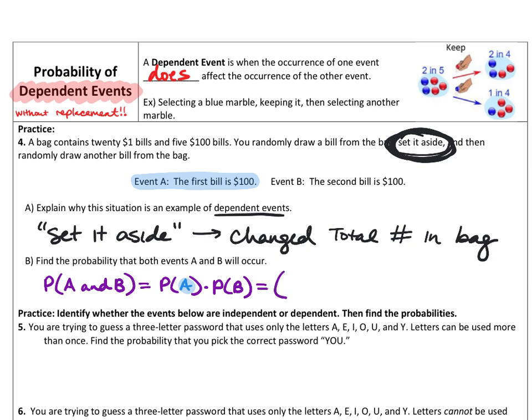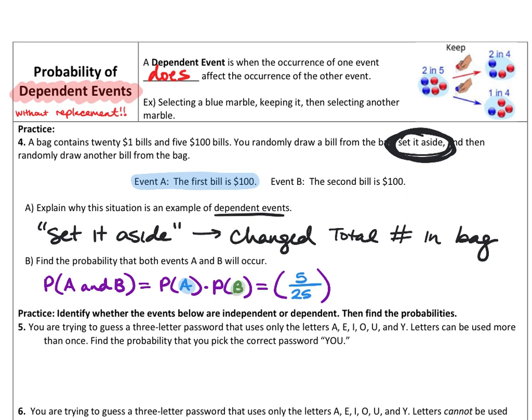In that bag, how many $100 bills are there? 5. Out of how many total bills in the bag? 25, because there are 20 $1 bills and 5 $100 bills. So we have a 5 out of 25 chance of randomly picking out a $100 bill.